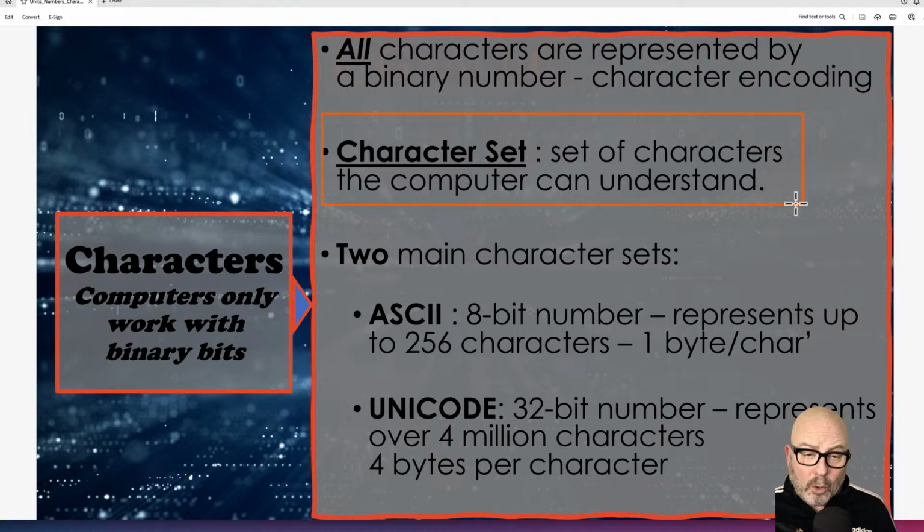You've got ASCII, which is 8-bit, and you've got Unicode, which is 32-bit. Clearly, Unicode being 32-bit represents far more characters than ASCII.